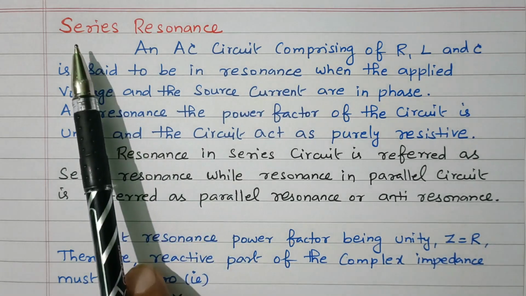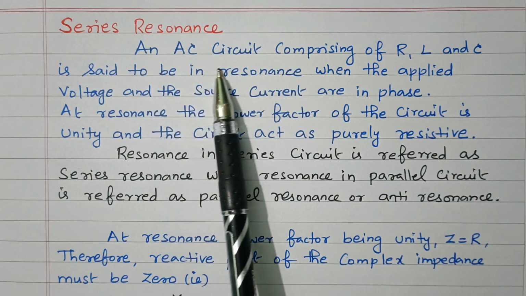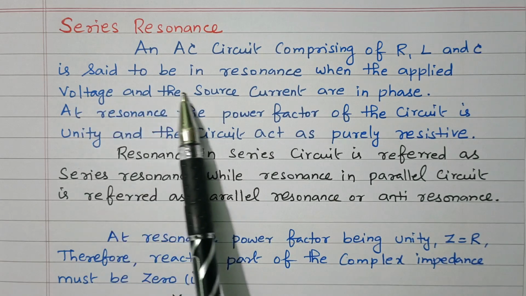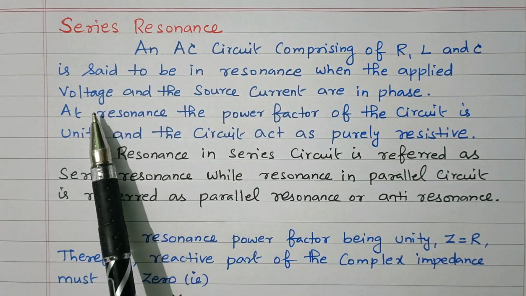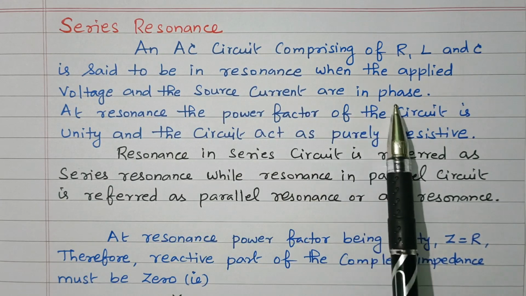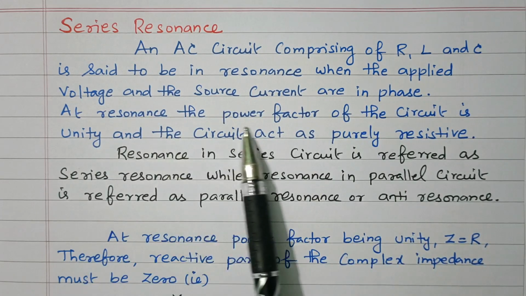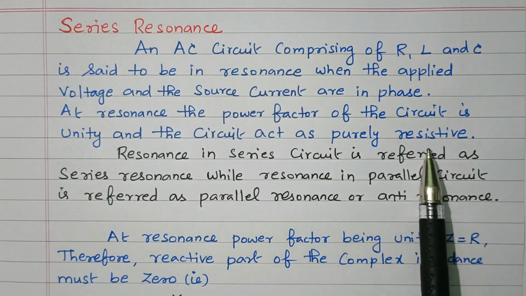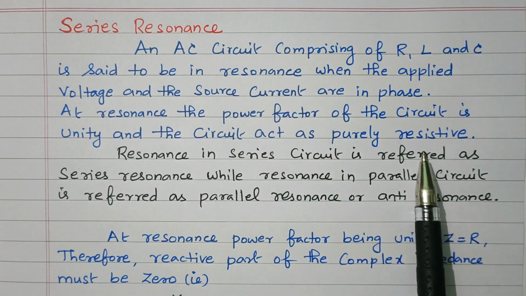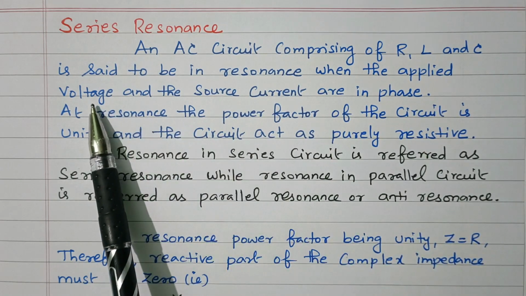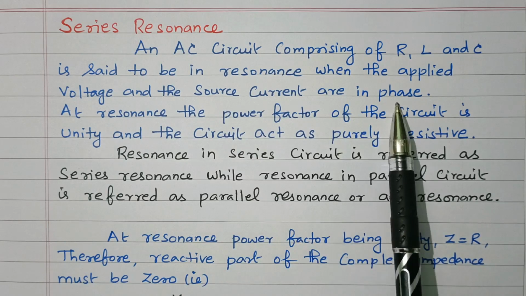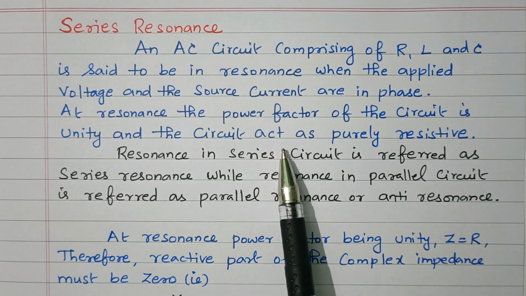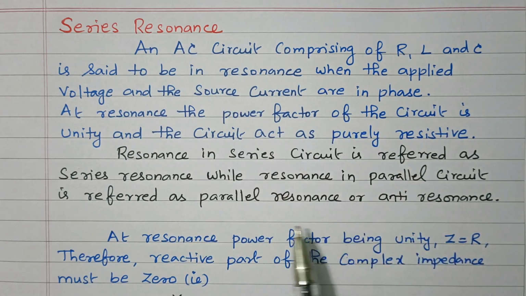Now we'll go to the topic series resonance. An AC circuit comprising of R, L and C is said to be in resonance when the applied voltage and the source current are in phase. At resonance, the power factor of the circuit is unity and the circuit acts as a pure resistance. So resonance is nothing but the applied voltage and source current being in phase. At that resonant frequency, the power factor is unity and the circuit is purely resistive.